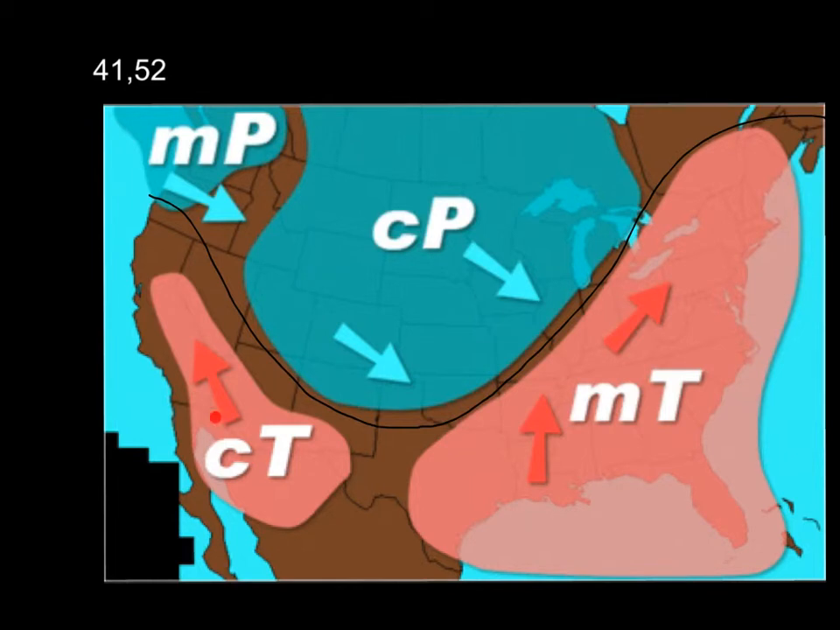You also need to know about the continental tropical air. We rarely get any of that in the eastern United States because of the CP air masses. So continental tropical air is hot and dry. We don't really get any of it, but it does cause the heat associated with the desert.